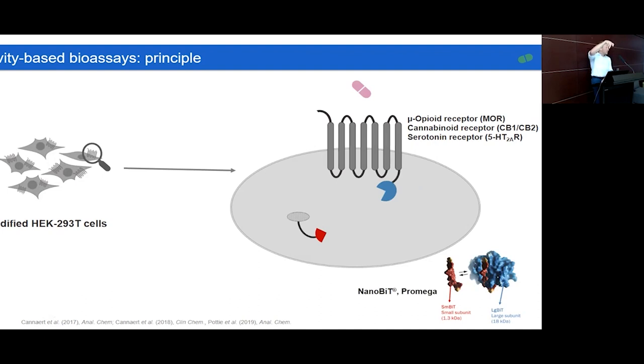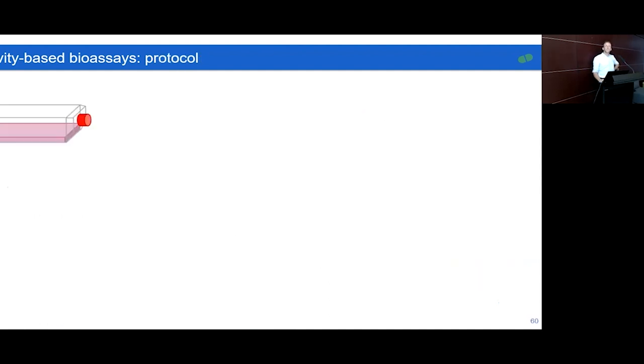So what happens if a substance binds to the receptor? You get a conformational change. This leads to recruitment of the signal transduction molecule. Like that, the blue and red come into close proximity, the red is integrated in the blue, and this can easily be monitored by luminescence. That's the principle that we apply. Good, this is how the assay works.